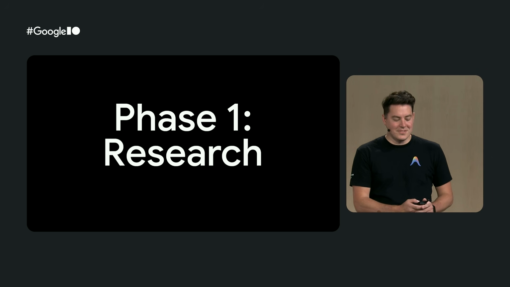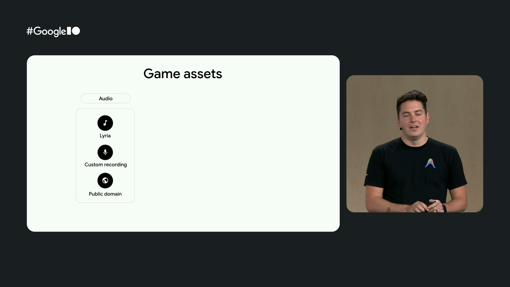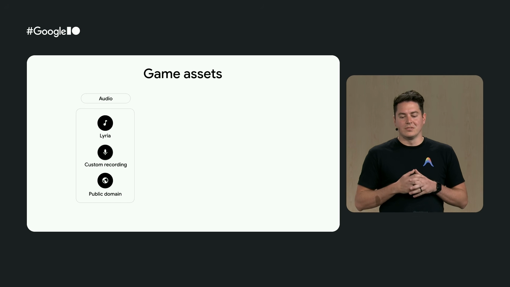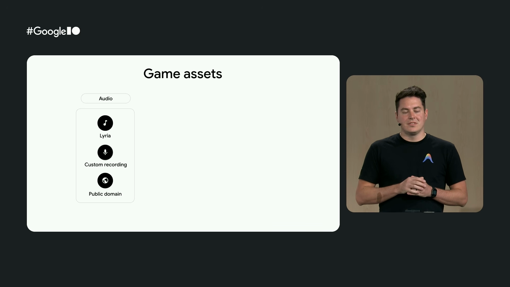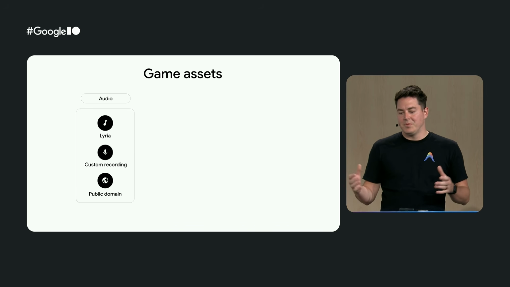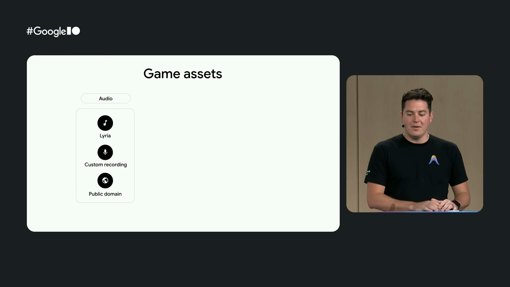All right, on to phase one, research. To make an asteroid lander fun, you obviously need assets. We started out by using Google's Lyria to make the background music. And that worked really great. We used the audio players package and set it up in the background, but then it was time to start to make some more assets for the game.